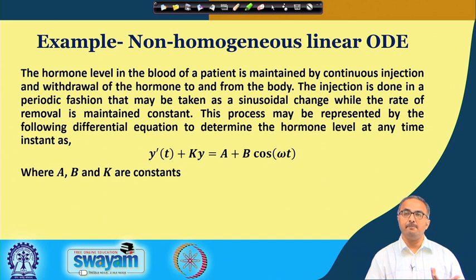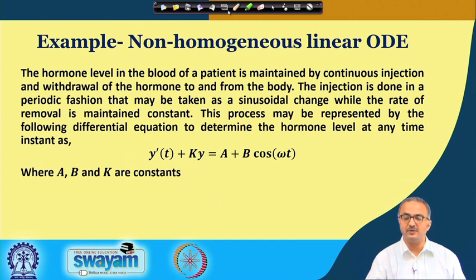For example, insulin may not be secreted properly, so that our sugar level in the blood will keep on fluctuating. For treatment, you are injecting and also withdrawing the hormone from the body. The injection is done in a periodic fashion that may be taken as a sinusoidal change, while the rate of removal is maintained constant. So, we are considering that the removal rate is constant, but the injection rate is periodically varied, and for simplicity we are assuming this periodicity may be represented as a sinusoidal wave.